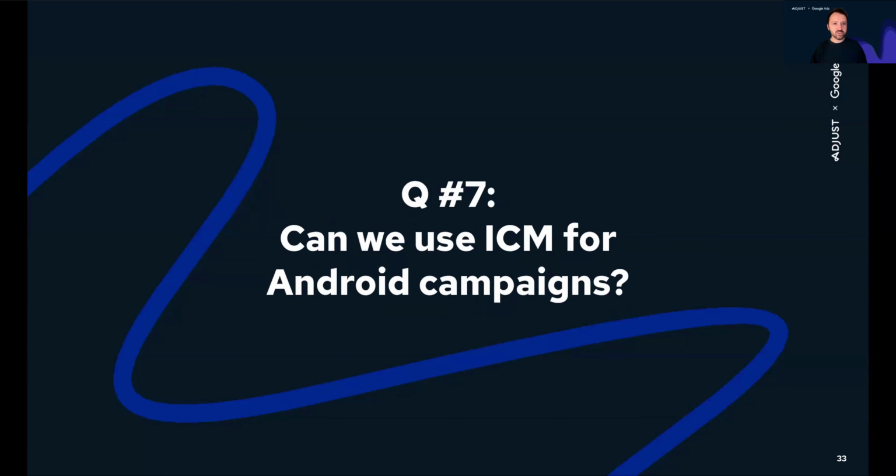So I think it's the last question. Can we use ICM for Android campaigns? I know this webinar has been dedicated to iOS, but yes, ICM is available for Android app campaigns as well. Specifically, it's going to cover global traffic, and this includes European traffic, which is, I know, not covered with iOS, but on Android it is.